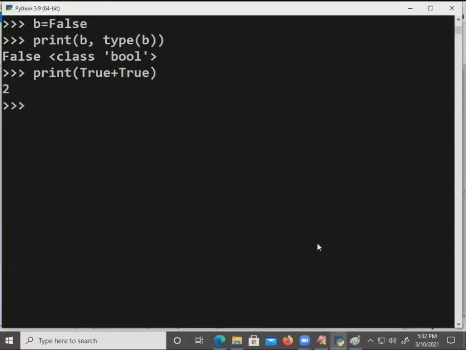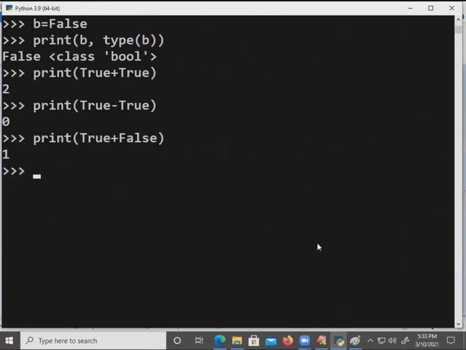That's what I said. Numerically 2 is what? 1 plus 1. Right. Now true minus true. Now true plus false. Come on, 1. Now like that you can do true into true, true into true minus false. Come on, 1 or 0? 1.